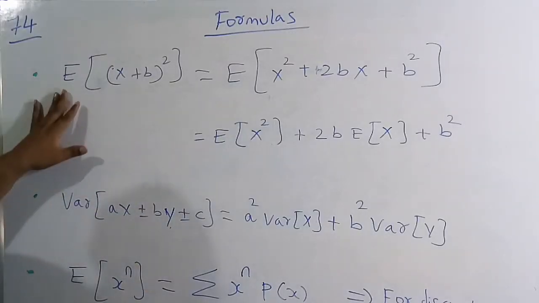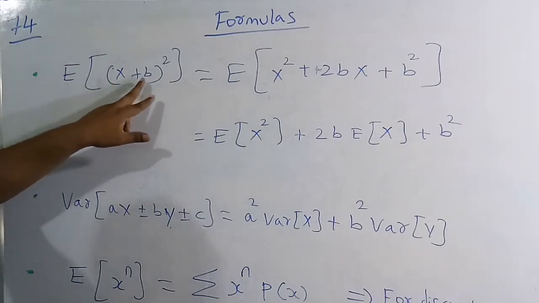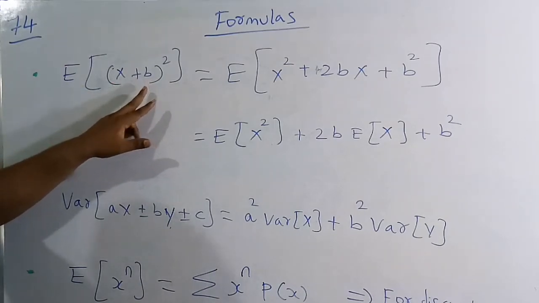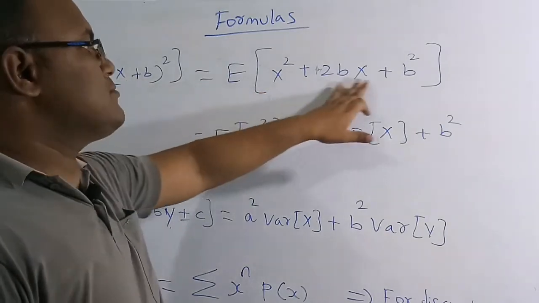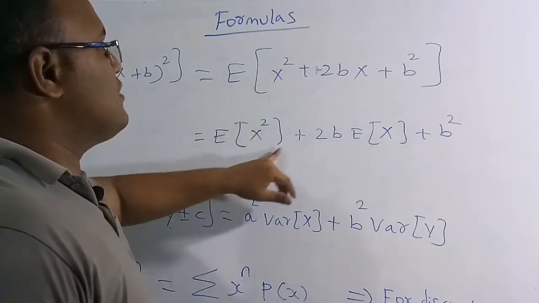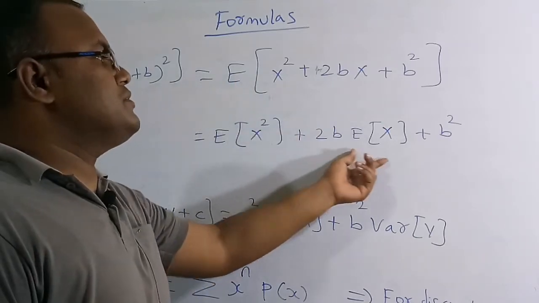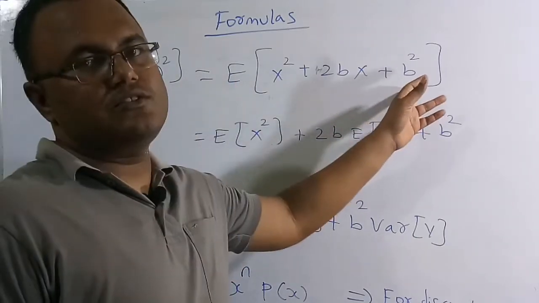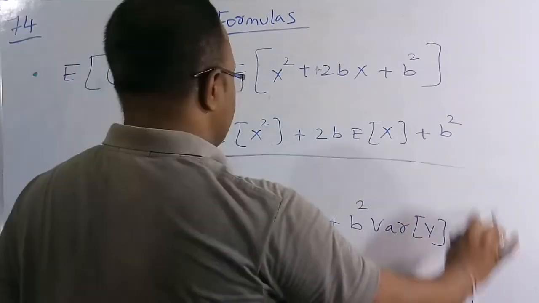Now a few more important formulas. Now we are going to discuss the expectation of (x plus b) whole square. It is like (a plus b) whole square, which is nothing but a square plus b square plus 2ab. So the expectation of x square plus 2bx plus b square is going to become the expectation of x square plus 2b, which is a constant value, so it is going to come outside: 2b into the expectation of x, plus b square, which is a constant, so it is going to come as it is. So this is the thing.